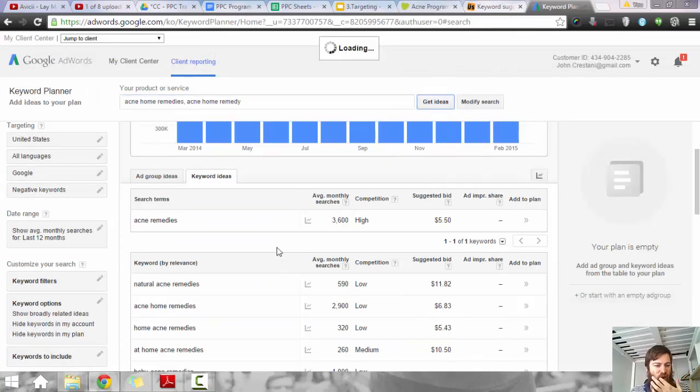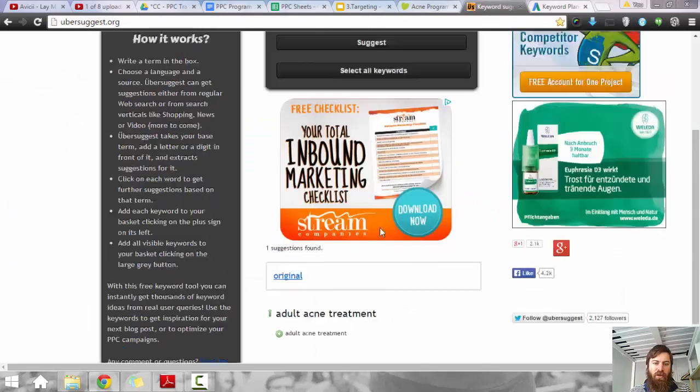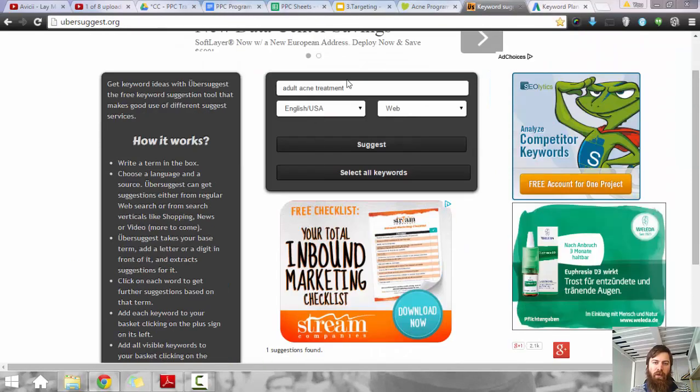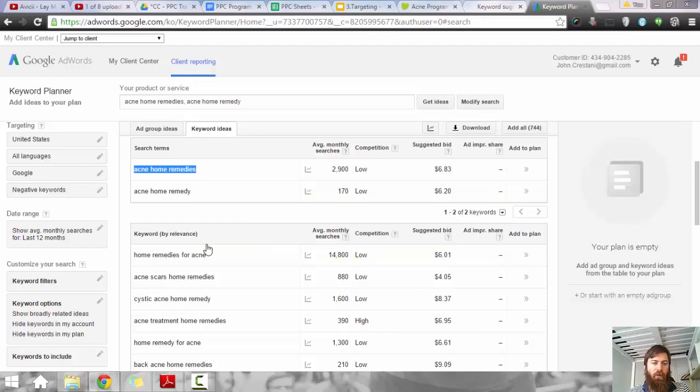So let's get ideas here. Acne home remedies, acne home remedy. I don't know if this is searched, but I'm just looking it up. It's cool. I'm also going to put this in Uber Suggest. Notice how Uber Suggest didn't work too well for adult acne treatment. Sometimes it doesn't. Home remedies for acne. Ooh. So this is where it gets tricky. This actually may be too broad.